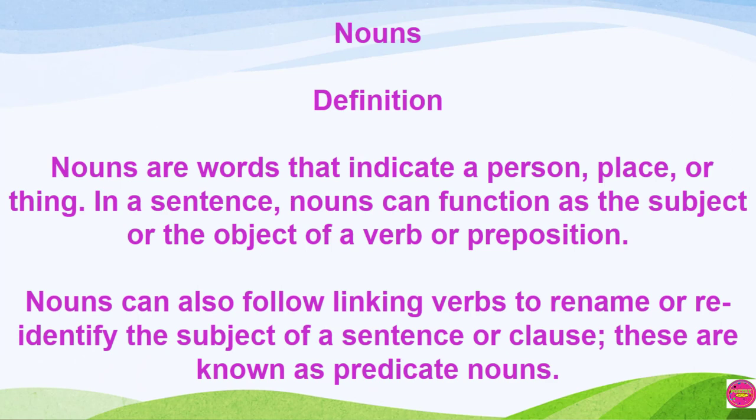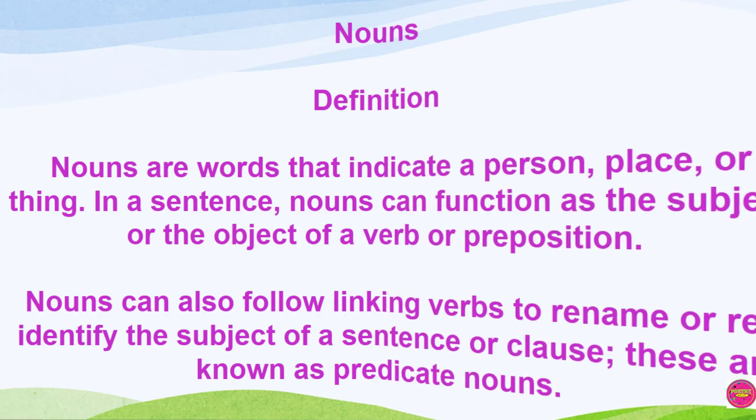Nouns are words that indicate a person, place, or thing. In a sentence, nouns can function as a subject or the object of a verb or preposition. Nouns can also follow linking verbs to rename or re-identify the subject of a sentence or clause. These are known as predicate nouns.